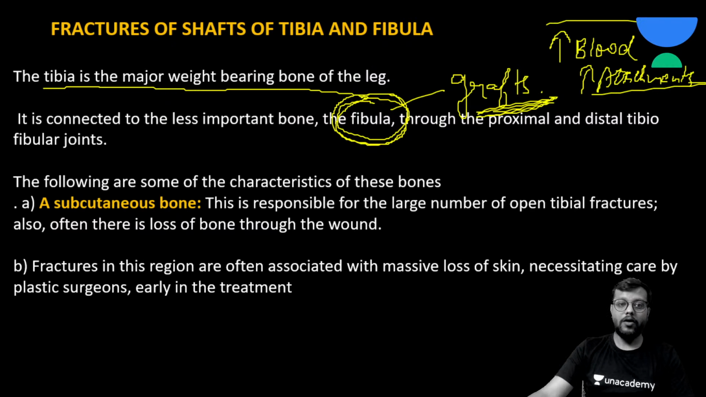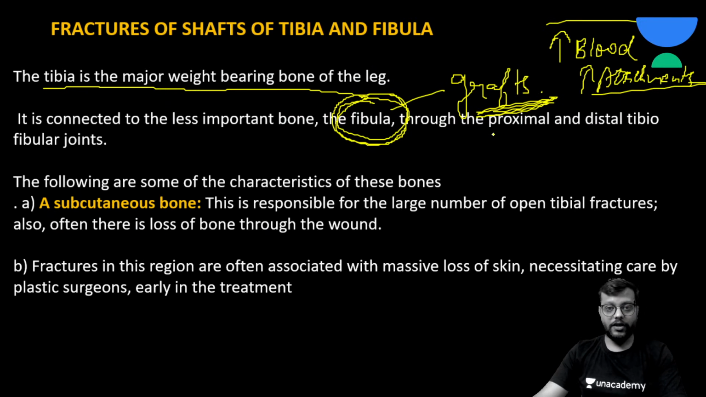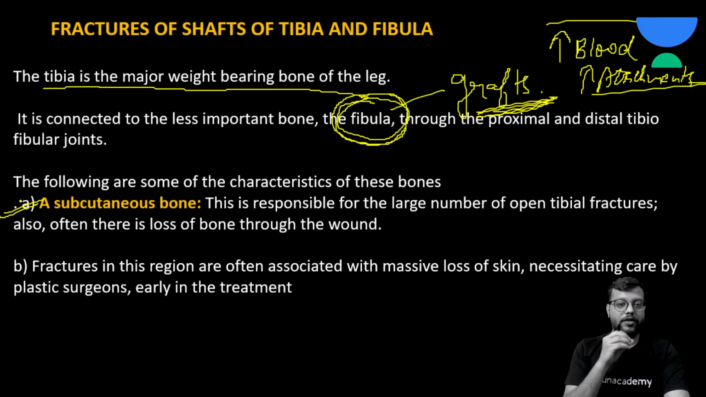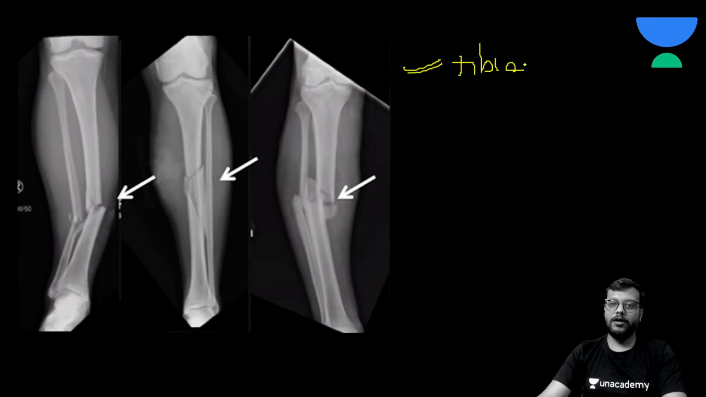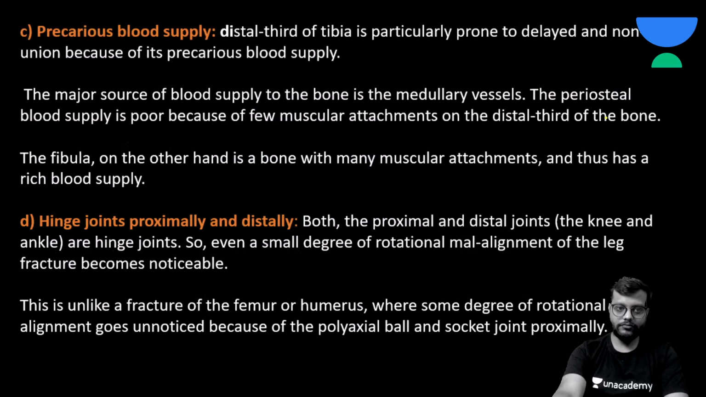Remember this. So the characteristics: the first characteristic is that it is a subcutaneous bone, and we have already discussed it. This results in increased chances of fracture of the tibia, and that too open infected fractures. Here you can appreciate in the image very easily fractures of the tibia with fracture of the fibula.